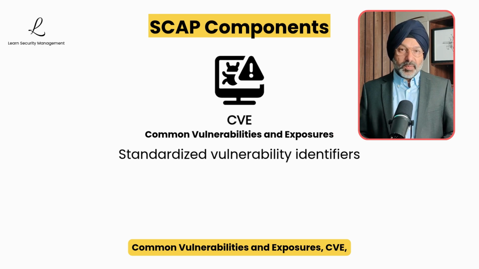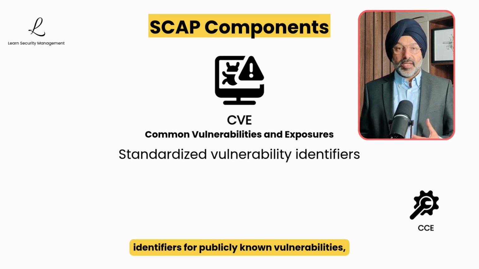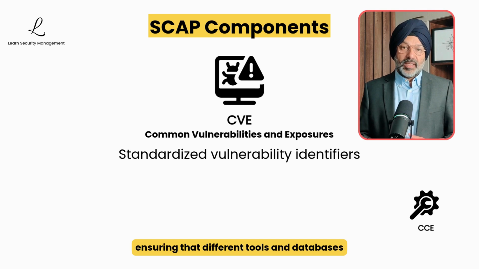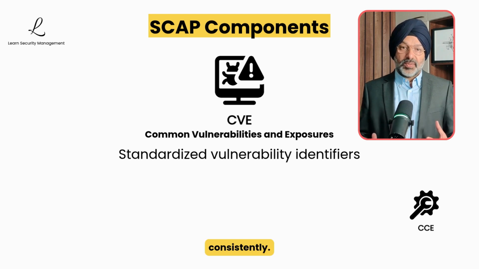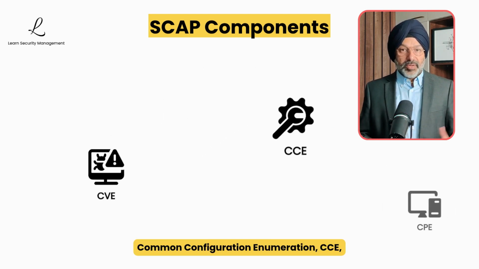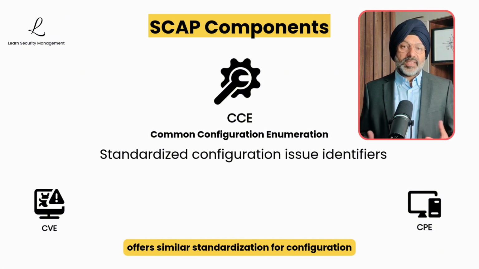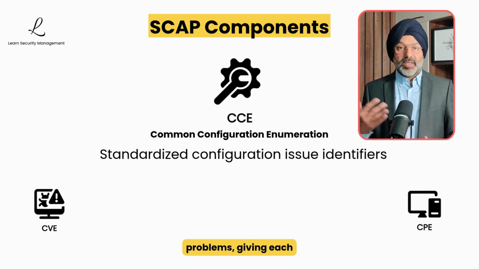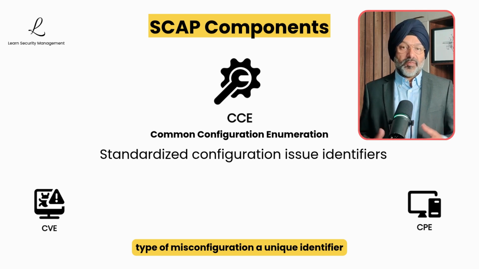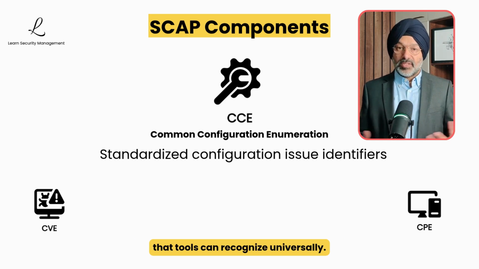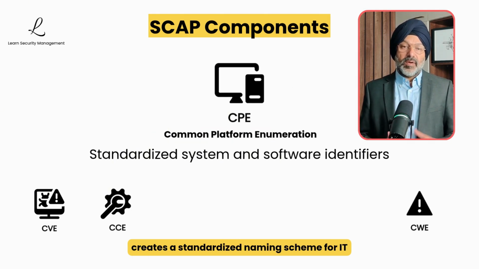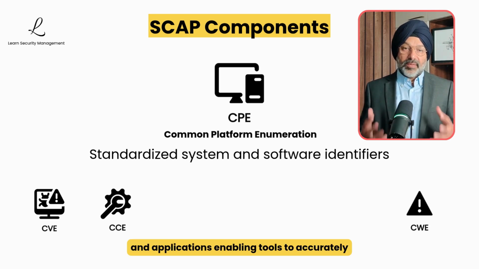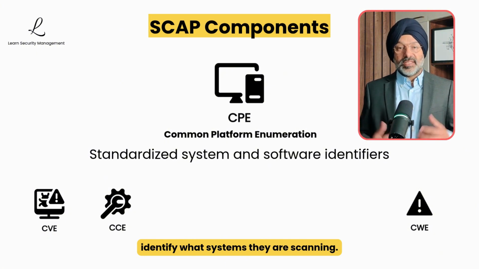Common Vulnerabilities and Exposures (CVE) provides unique identifiers for publicly known vulnerabilities, ensuring that different tools and databases can reference the same security issues consistently. Common Configuration Enumeration (CCE) offers similar standardization for configuration problems, giving each type of misconfiguration a unique identifier that tools can recognize universally. Common Platform Enumeration (CPE) creates a standardized naming scheme for IT platforms, operating systems, and applications, enabling tools to accurately identify what systems they are scanning.